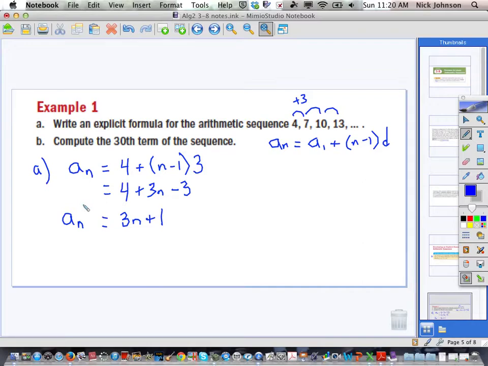Part B says compute the 30th term. Well, if I want the 30th term, a sub 30, all I do is put 30 in for n. 3 times 30 plus 1. Well, what's 3 times 30? 3 times 30 is 90, plus 1 is 91. So my 30th term is 91.